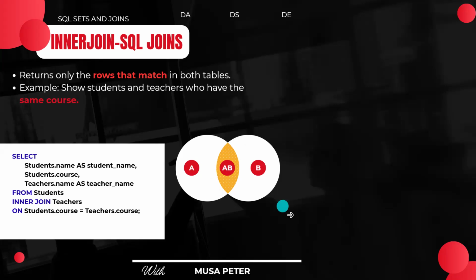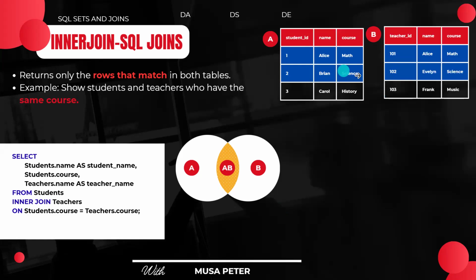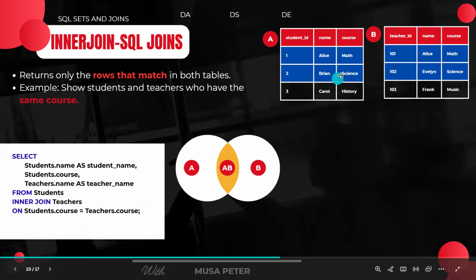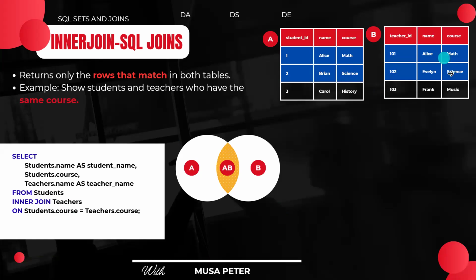So these were our two tables. And let us compare the courses. Remember, our courses must be the same. So if you look at the course, the first two courses in the two tables, math, science, they are the same. Math, science, they are the same. While the third course is different. For example, Carol is taking history and Frank is taking music. So in that case, if we were to join the two tables, then the third row would not be output because in this case, we are only interested in the values that match.